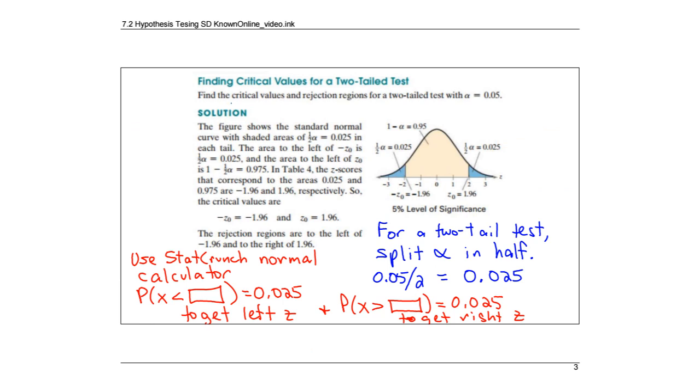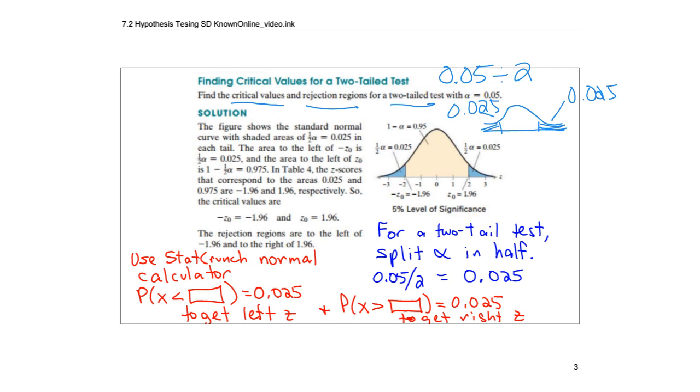Okay, so again, they're asking me for critical values and a rejection region, but this time they tell me it's a two-tailed test. So I do have to be careful because I know that it is a two-tailed test. I have to do my area a little bit different. My significance level is 0.05. It's 5%, but I have to split that up into two areas, and therefore I need to divide it by 2. And so this side would be 0.025, and this side would also be 0.025.